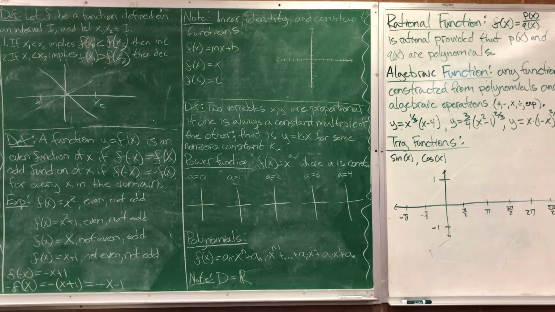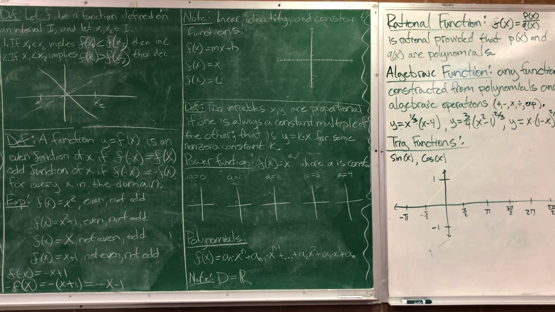So notice something a little bit curious. When we had an even function and we added 1 to it, it was still even. But when we had an odd function and added 1 to it, it wasn't still odd, because it wasn't going through the origin anymore. Okay, so there's some examples of that.